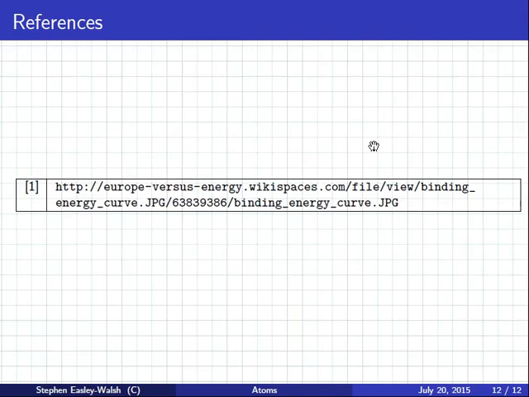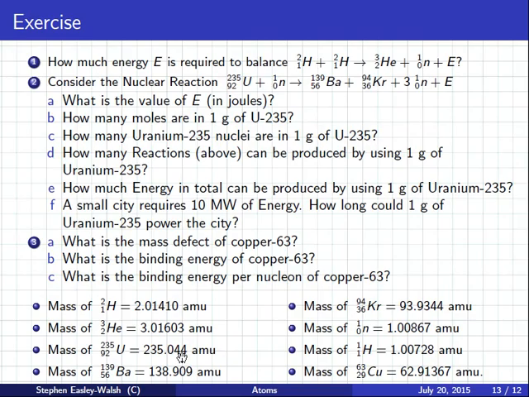Now, it's actually not as big as it looks because a lot of the information down the bottom here are the masses of things. So here is hydrogen 2, helium 3, uranium 235, I think this is barium 139. This is Superman's favorite, krypton 94, a neutron, a proton, and what's this one there? Copper, of course. So this is copper 63.